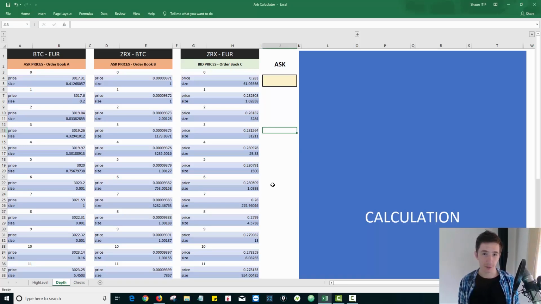Hey wizards, so in this video we're going to talk about the depth of the order book when it comes to triangular arbitrage. This is really important. If you ignore this, you're going to lose money when you go to place a trade in triangular arbitrage.